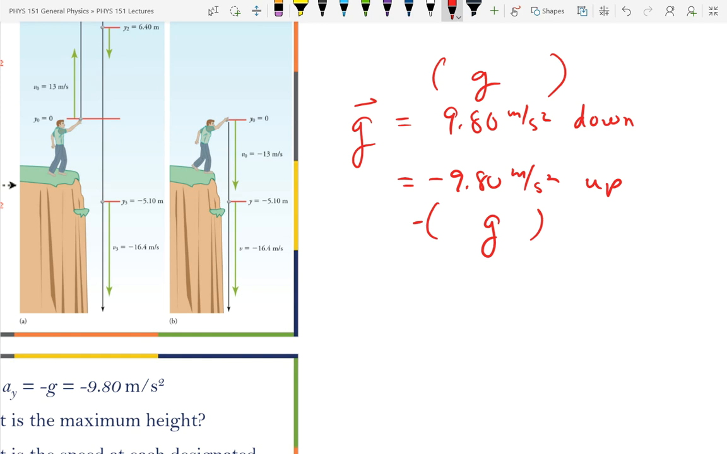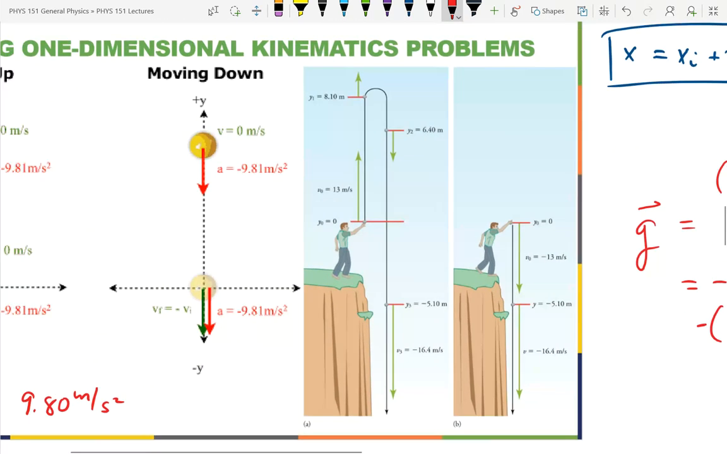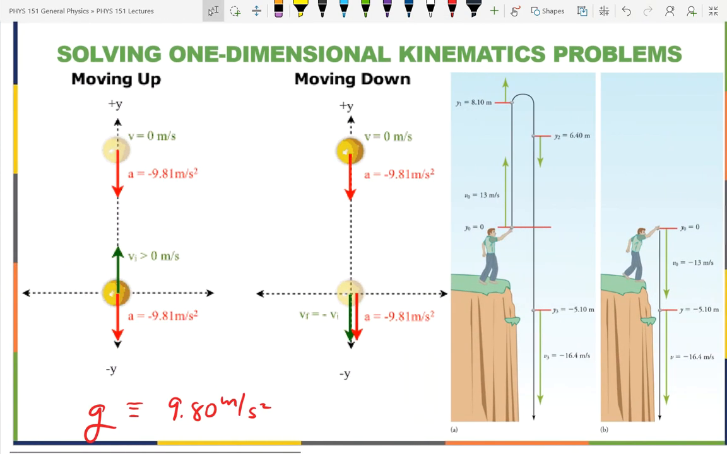So in this problem, we once again have the conventions that we talked about. Our convention is that up will be the positive direction. And so the acceleration is down. The acceleration is a negative value because up is positive. So downward acceleration is a negative acceleration.